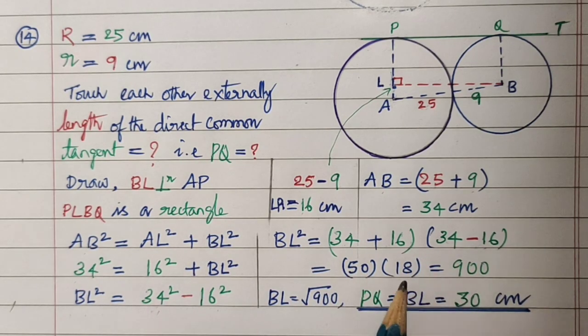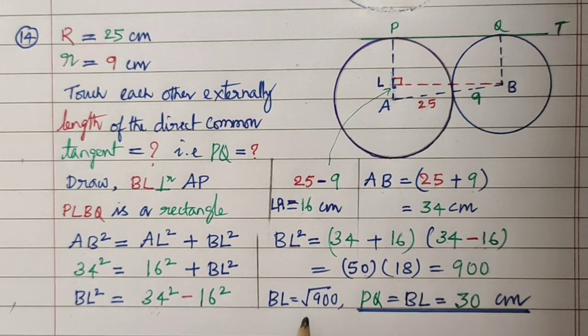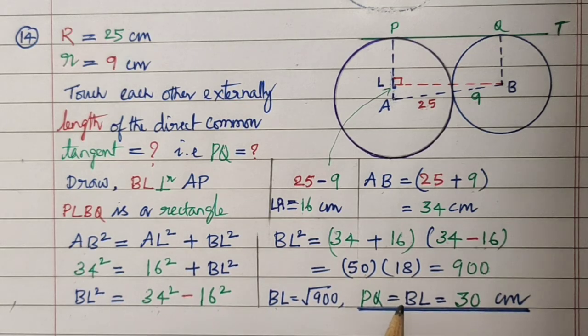So a plus b into a minus b: 18 fives are 90, and we keep the 0, so it is 900. Therefore, BL is equal to the square root of 900. PQ is equal to BL, which is equal to 30 centimeters.